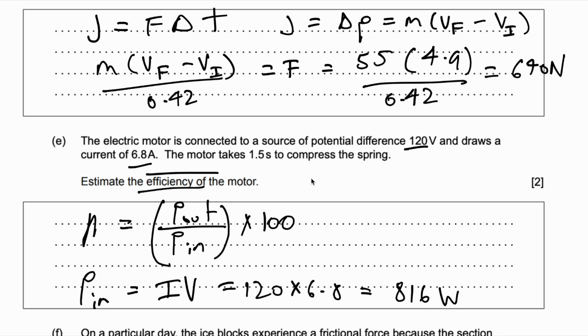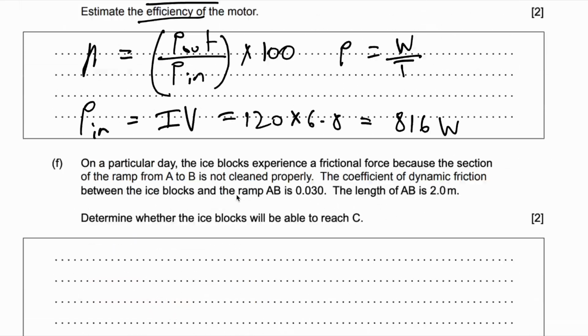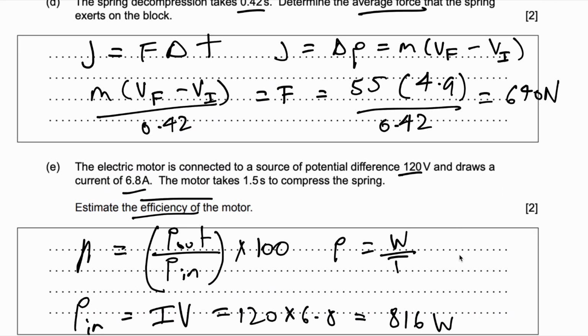All right. Now, what's the power output? Before we calculate that, what is power? Power is work over time. Upon fully compressing the spring, how much energy is stored? We calculated that earlier. We said it was about 670 joules. So upon fully compressing the spring, about 670 joules is stored. So 670 joules over the time it takes to compress, 1.5 seconds. That is equal to 446.66 watts.